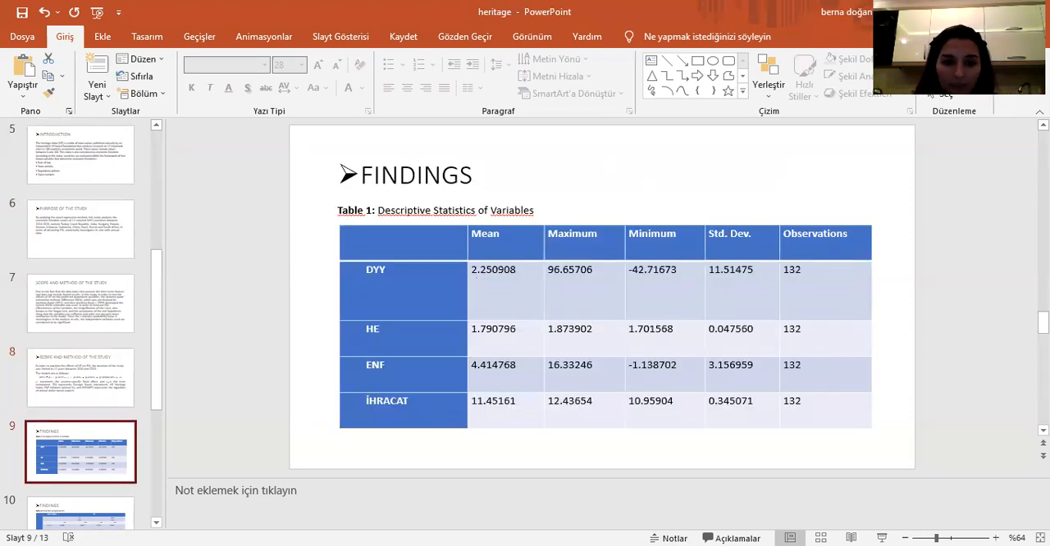Table 1 shows that the mean of FDI, which is the dependent variable of the countries subject to the research, is approximately 2.25, as can be seen from the table, where the highest HA is 1.87 and the lowest 1.70.